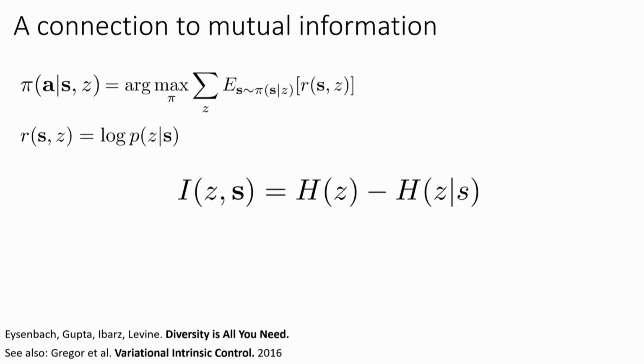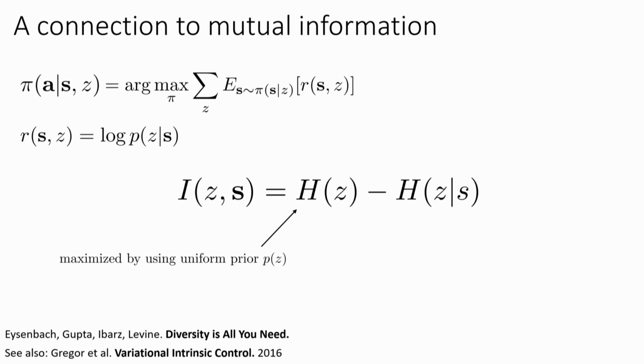Why is that true? Well, because the mutual information is the entropy of the Z minus the entropy of the Z given S. The entropy of the Z, that's just our prior. So the way that we make the entropy of Z large is just by commanding random skills. So long as you sample your skills, the Z's, uniformly at random during training, you're making this H of Z as large as it could possibly be.